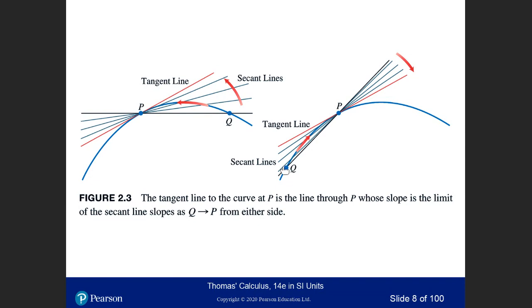You can have for a curve Q here and P here. And again, that line is the secant line. And if you move the point towards P, the slope of the secant line changes, and at the end, it becomes the tangent line. And that gives you the slope of the tangent line, which is also called the slope of the curve.